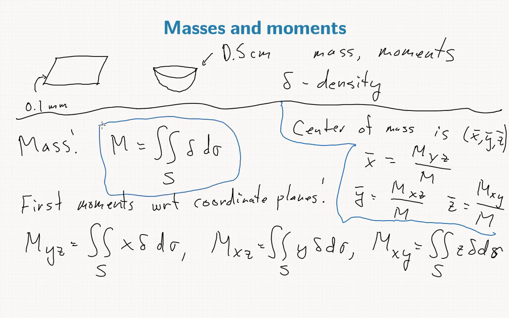So these are exactly the same types of formulas that we had for bodies in space or for curves. It's just now we're integrating over a surface and with respect to the area differential instead of with respect to arc length. And then finally, we also have the second moments.